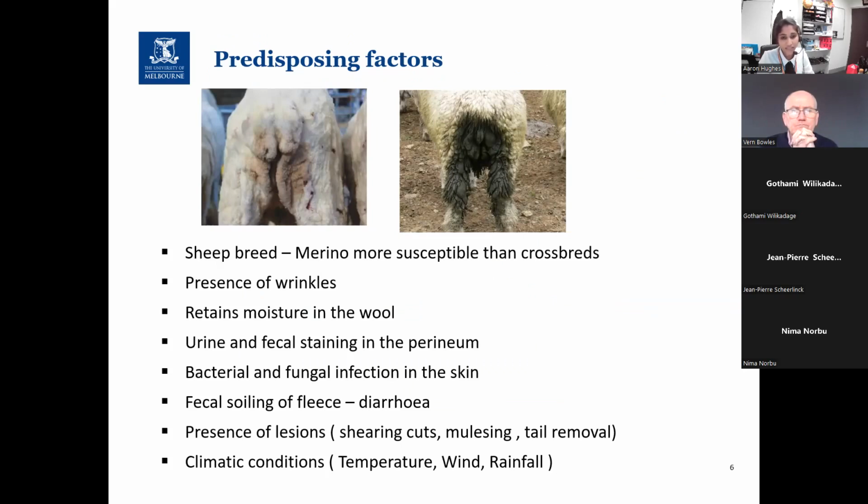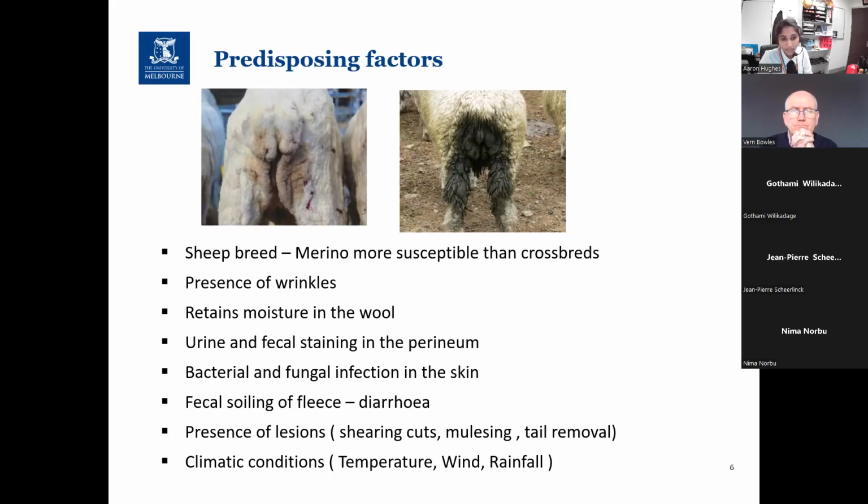Bacterial and fungal infections in the skin, like fleece rot and dermatophytosis, would result in strike. And fecal soiling of the fleece, especially in animals that have diarrhea, you can see in the second picture that the breech area is covered with dags. Those animals are highly susceptible to getting flystrike. And the presence of lesions like shearing cuts and mulesing wounds, and especially if the animals are already having flystrike lesions, then they are susceptible to getting flystrikes.